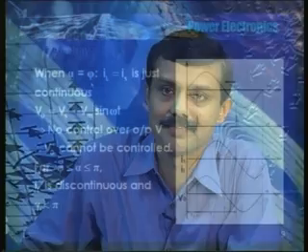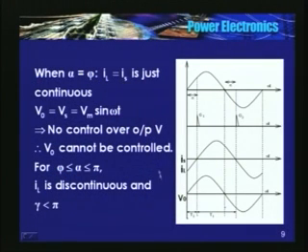When alpha is equal to phi, IL is equal to IS, it is just continuous. And V naught is equal to Vi. At this instant T1 is triggered, it continues to conduct till pi plus alpha. At that instant current becomes 0. So T1 turns off, immediately T2 is triggered. So it goes on. Okay. So output voltage cannot be controlled, or in other words, output voltage is equal to the input voltage.